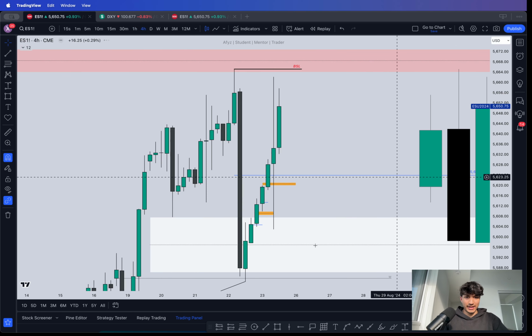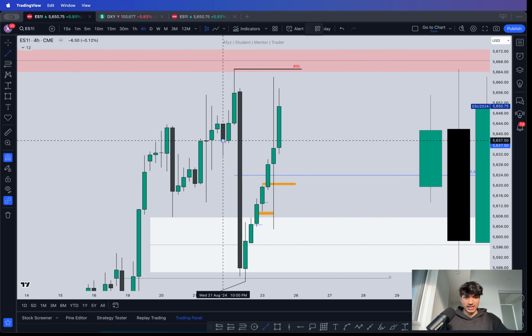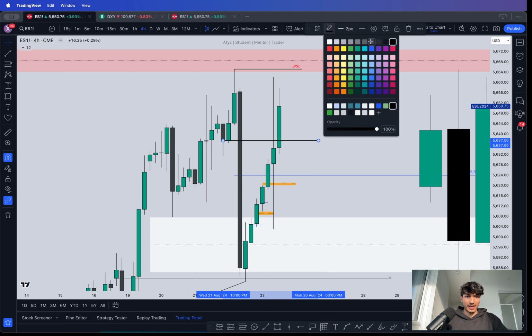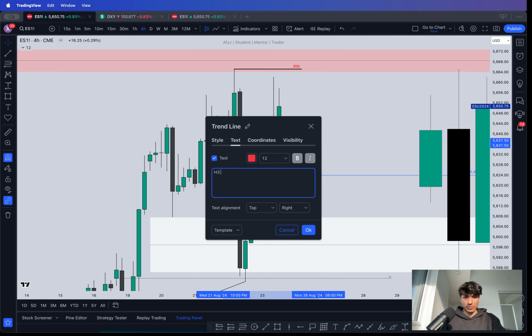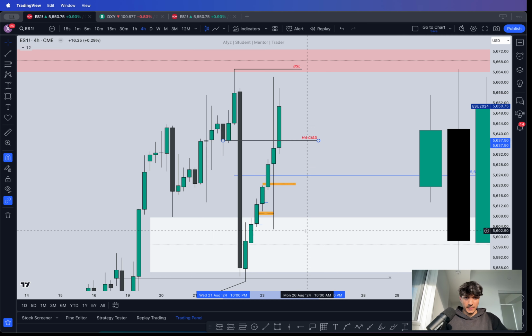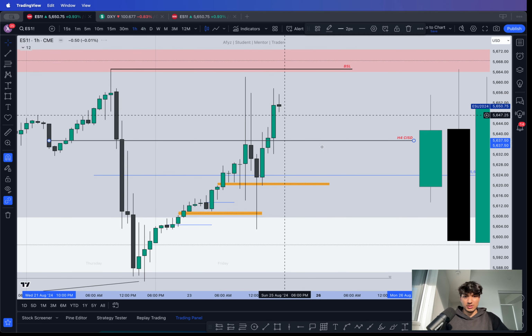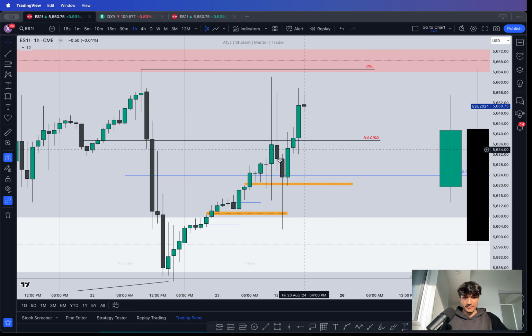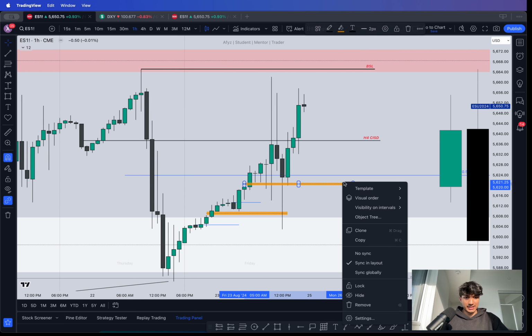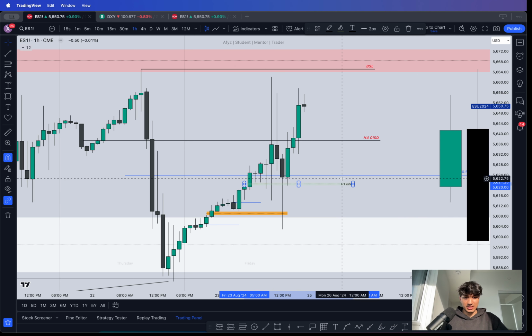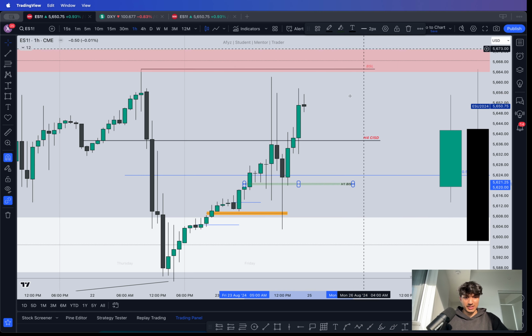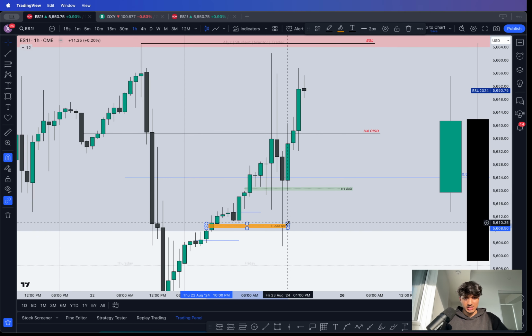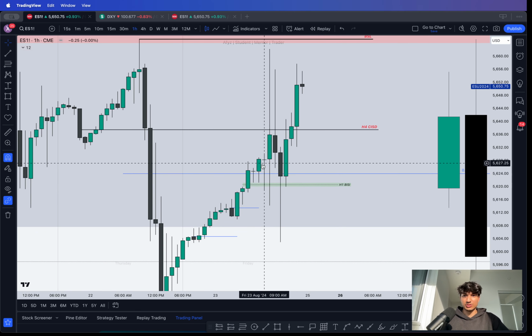I also had this 4-hour change in state of delivery as a potential target for my position as well. So I'll annotate that as my 4-hour change in state of delivery. So moving into the session, I had two primary objectives: this 4-hour SysD and this buy side liquidity. As we notice, we can annotate this gap that was most recent to the New York session as our first hourly imbalance of interest. And let's take a look at how I actually entered this trade.